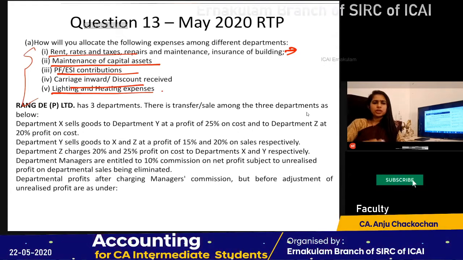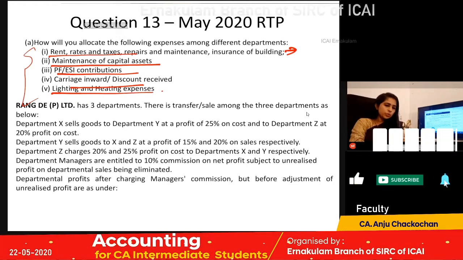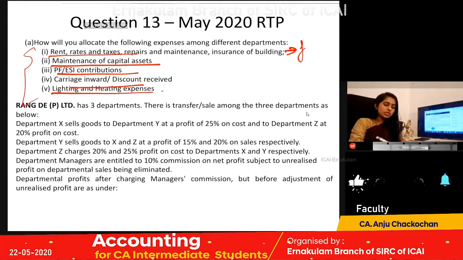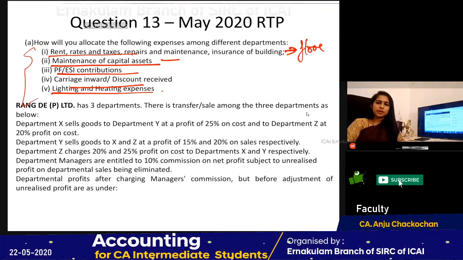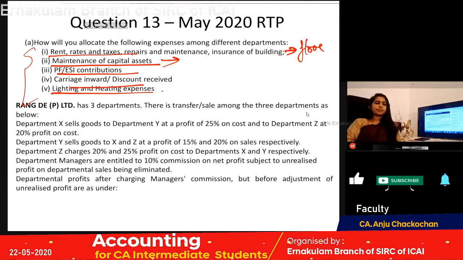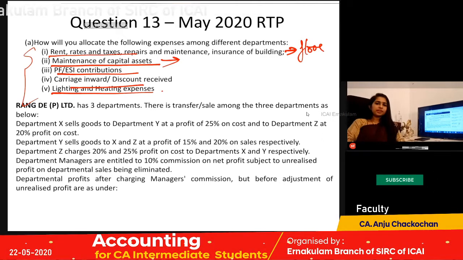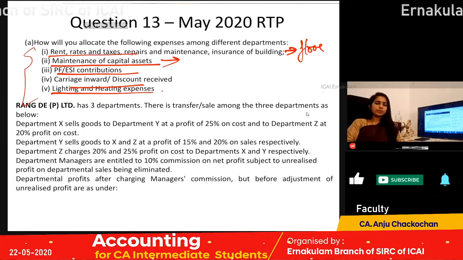Keep on messaging, students. Okay, floor space. All right, so rent and rates we will allocate on the basis of floor space. Now, what about maintenance of capital assets? What might be the basis on which we allocate that? Everybody, please respond. How do we allocate the maintenance of capital assets?